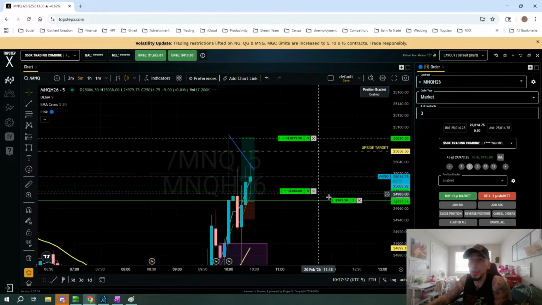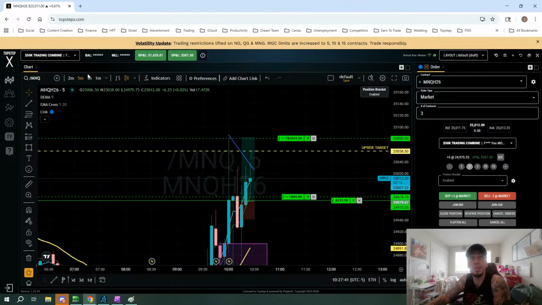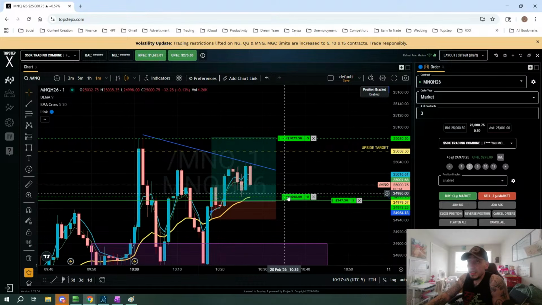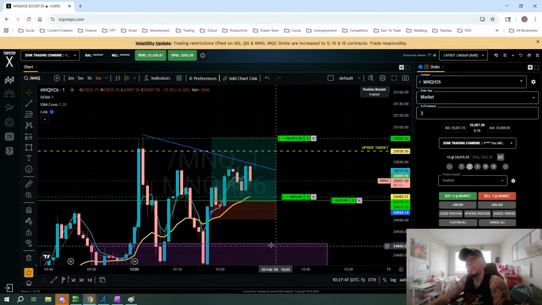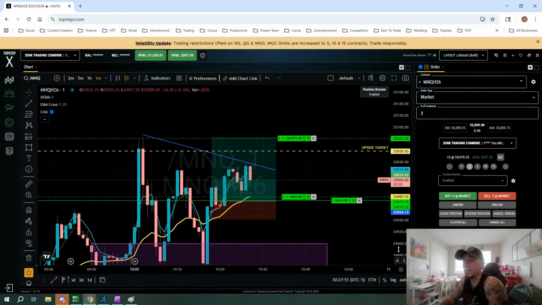I definitely should have trimmed some off that, but I'm just going to leave the stop right below the current 5 minute candle, because that's a big, mean, scary candle. But I don't care, dude. Just let it go. I'm so sick of stressing over it.